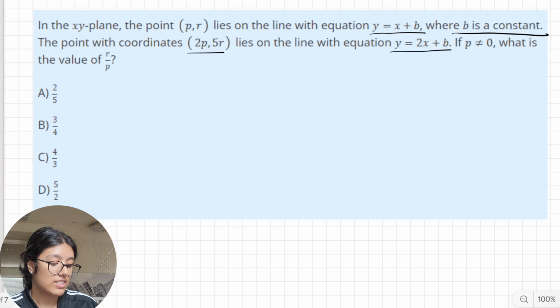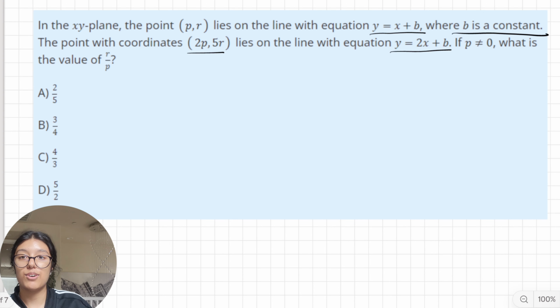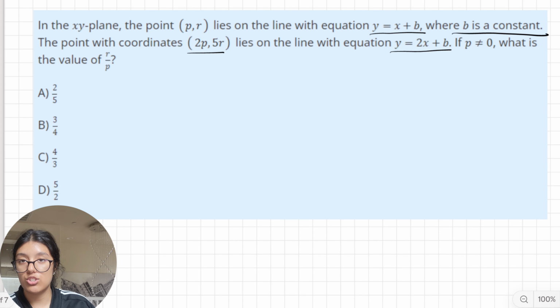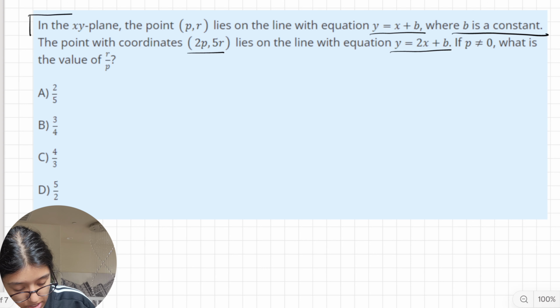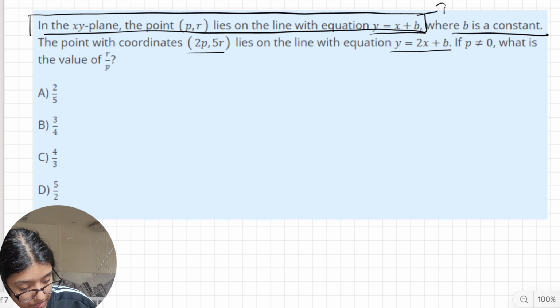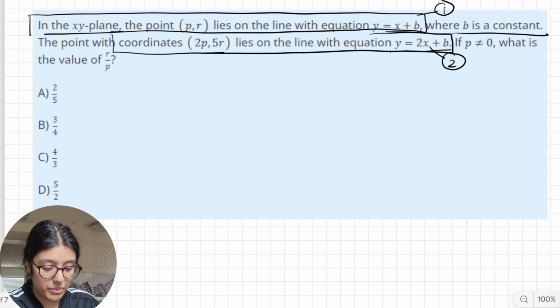And once again, feel free to give this problem a go by pausing the video, but for right now, I'm just going to go over the solution. We have a word problem in front of us, and whenever we have a word problem, I like to separate it into two parts. The first part gives us a point and the equation of a line. The second part gives us another point and another equation of another line. And they're asking us to find r over p. But first, let's take a look at the first part of the question.